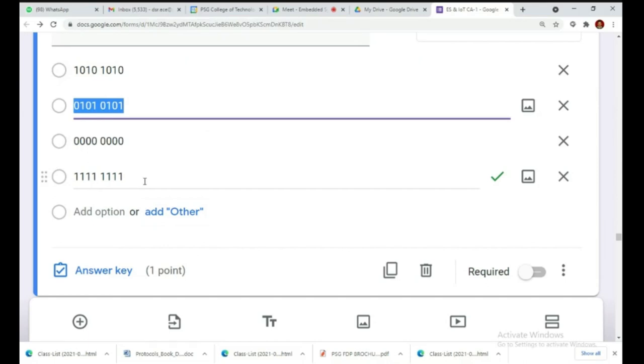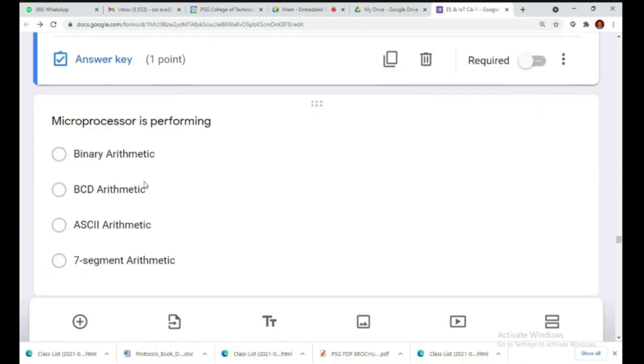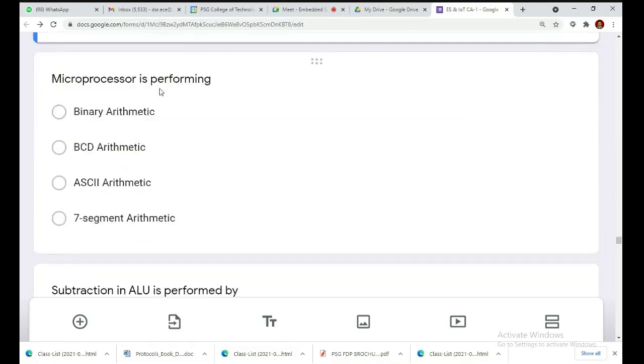So the right answer is 1111111. The microprocessor is performing binary arithmetic, as we discussed. The ALU is the processing element inside the microprocessor, and the basic building blocks of the ALU are half adders and full adders. Half adders and full adders do only binary arithmetic, right?